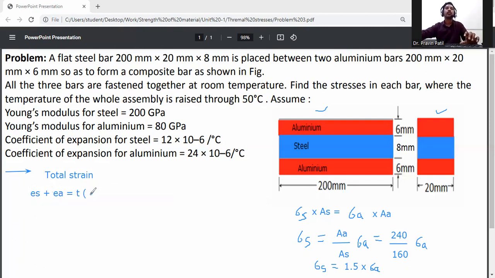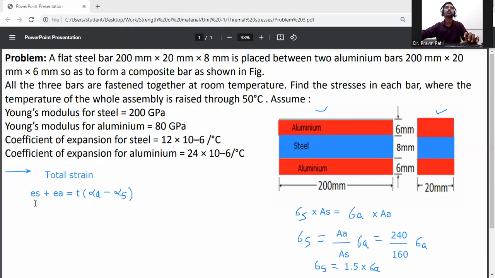coefficient of thermal expansion of aluminum, it is greater than coefficient of thermal expansion of steel. First of all, write alpha A minus alpha S. So first we take alpha A. Why? Because coefficient of thermal expansion of aluminum is greater. That's why we have taken alpha A first.